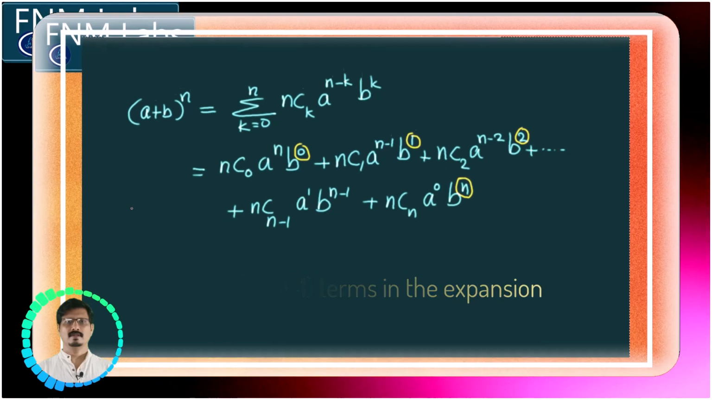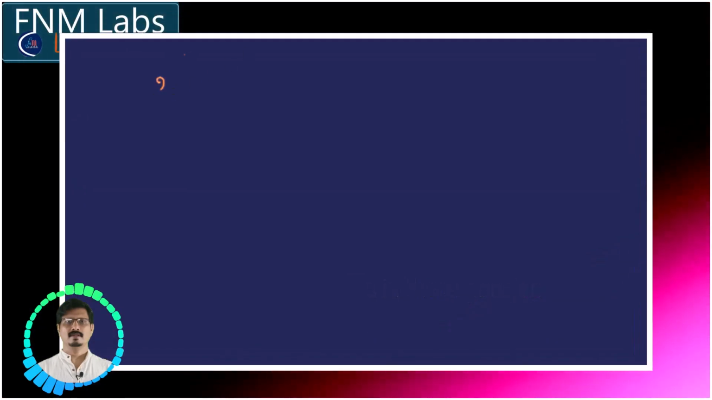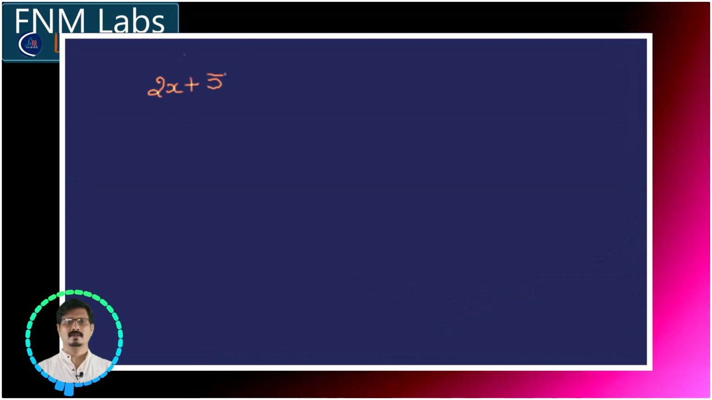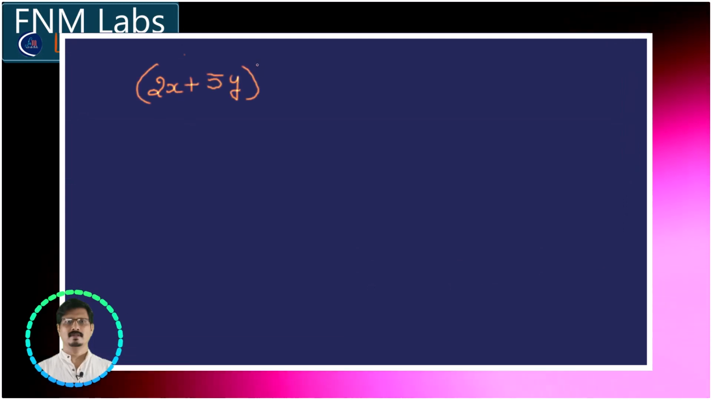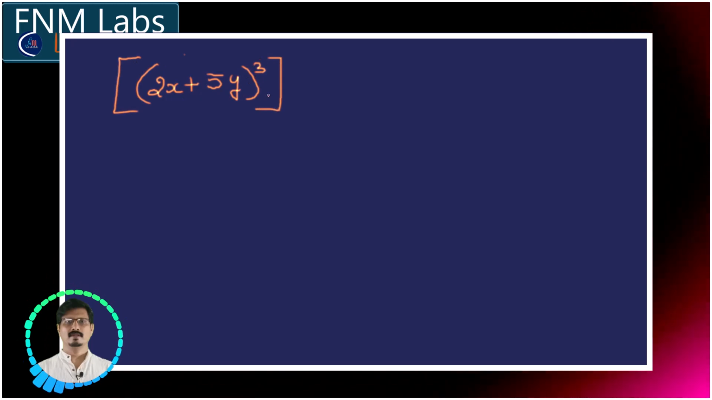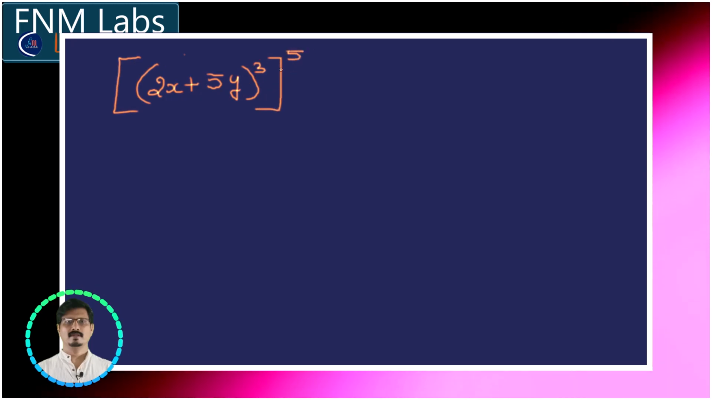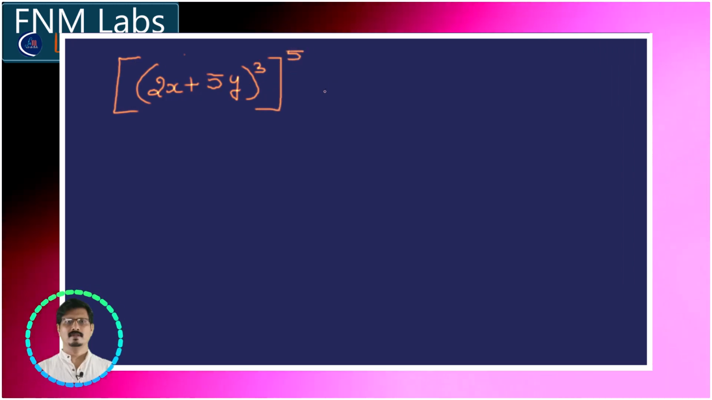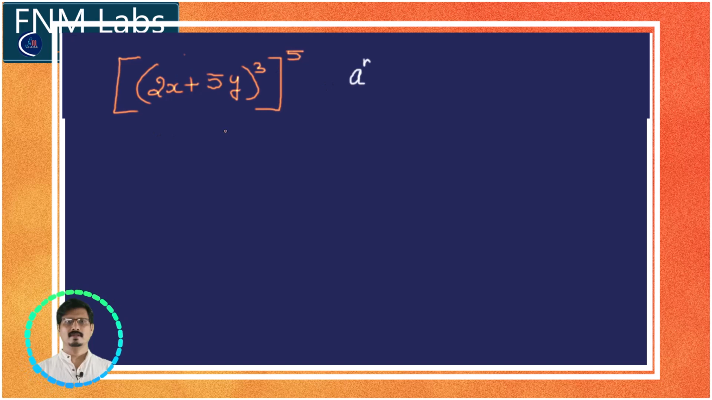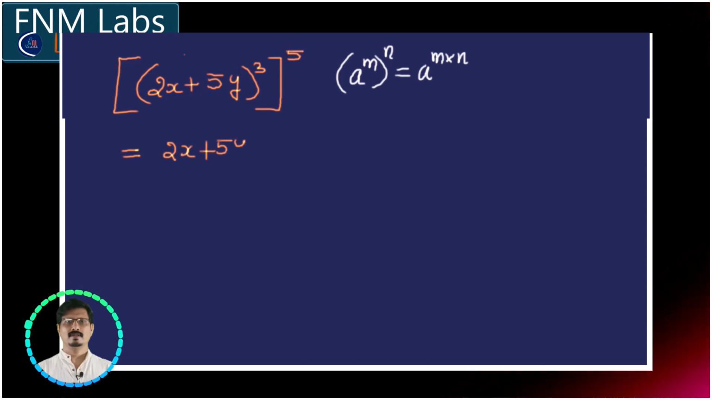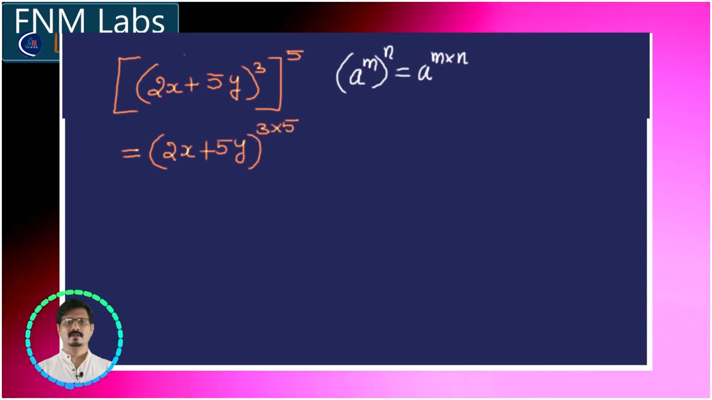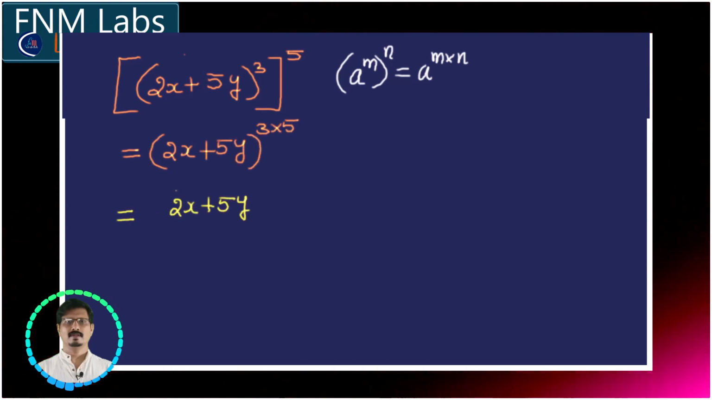Now, coming back to our question, the given expression has a nested power, that is (2x plus 5y) cube whole raised to 5. So, we can apply the power rule of exponents, where the power rule states that a raised to m whole raised to n is equal to a raised to m into n. So, applying this rule, the expression becomes (2x plus 5y) whole raised to 3 into 5, which is (2x plus 5y) whole raised to 15.